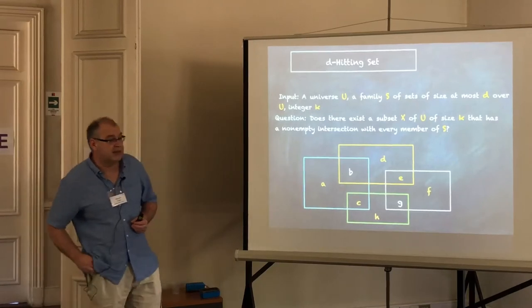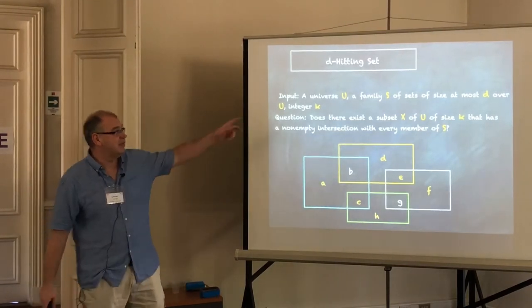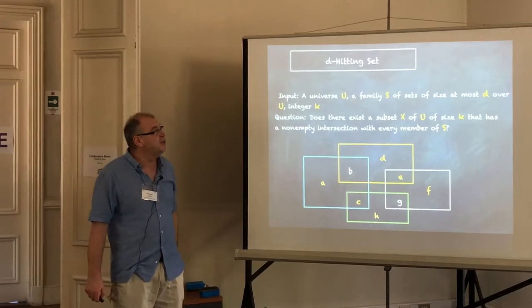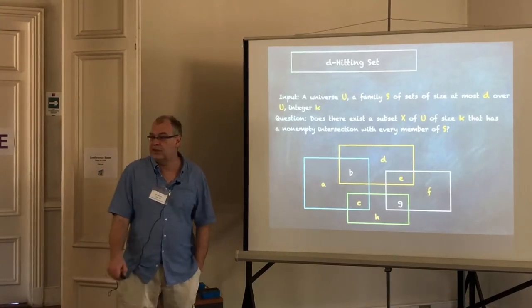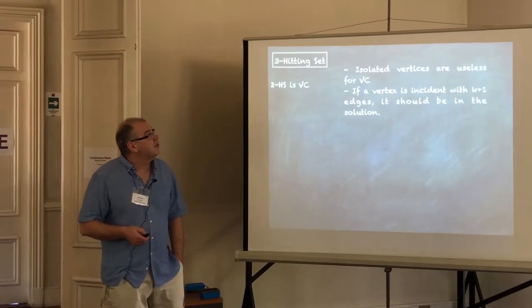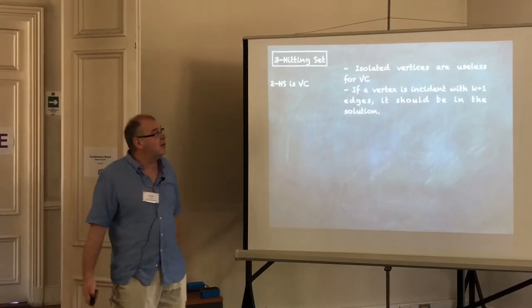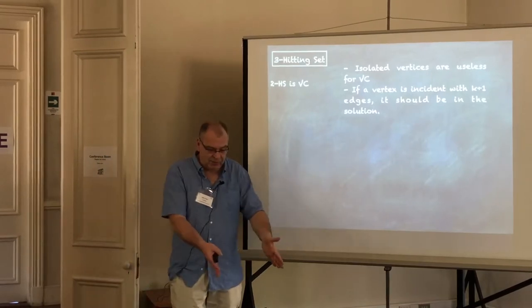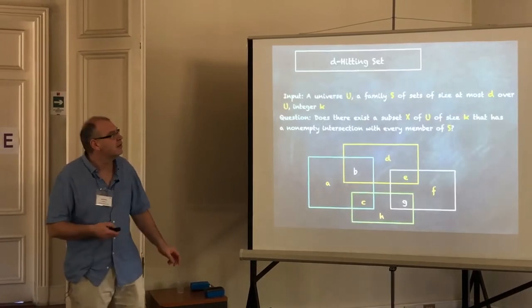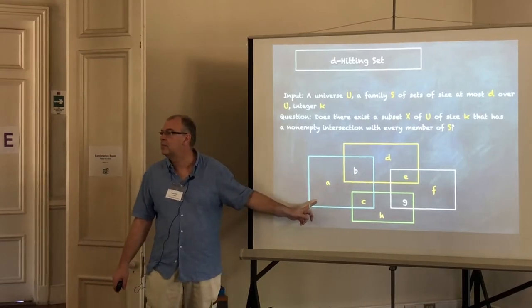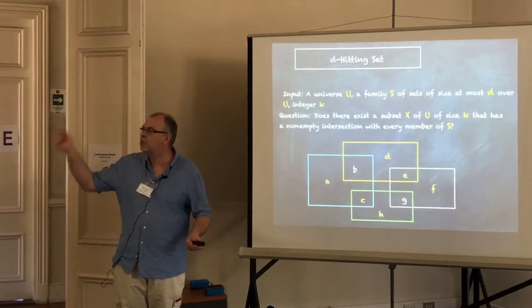So in D-hitting set, a reminder from yesterday, I have a universe U, and I have a family of sets of size at most d over the universe, and I have a parameter integer k. And then the question is, is there a subset of elements of size at most k which hits every set in the family? Okay, so let's just start with three-hitting set, because for two-hitting set it's vertex cover, we know what's happening, right? Again, I have sets of size at most d, and I want to find at most k elements which intersect every set from the family.